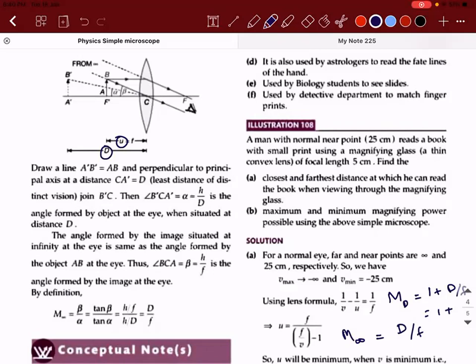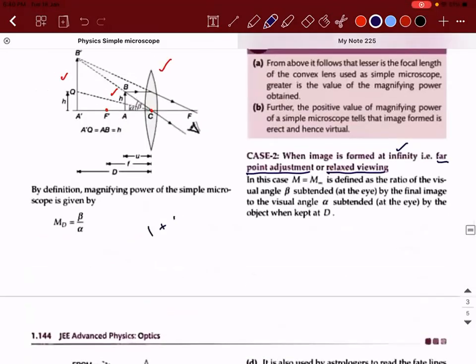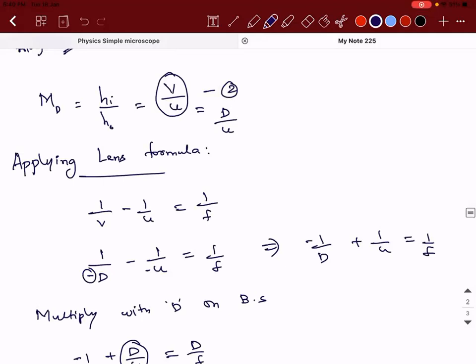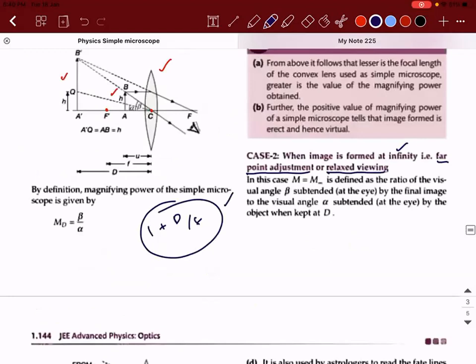While solving the problem, we don't know for which condition that formula was derived. So we are trying to nullify it. But in this case, this 1 plus D by F, you got it by applying sign convention only. Observe, I applied minus D here, and the focal length of the convex lens is positive. This is the situation where you place the object between the focus and the optical center so that the image is formed at the least distance of distinct vision. It is only one scenario.